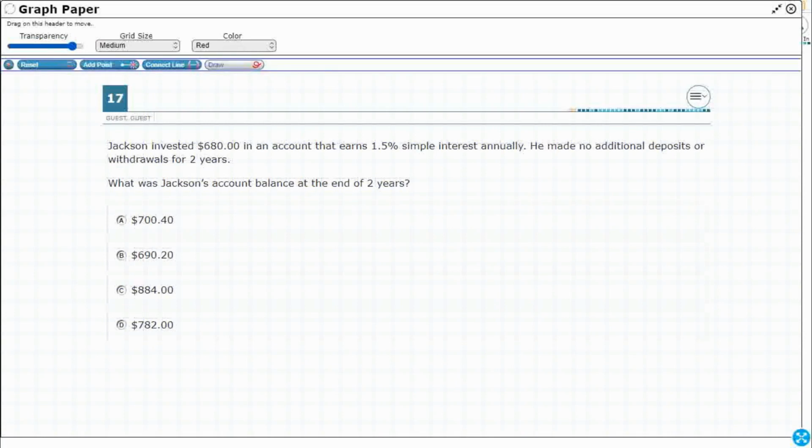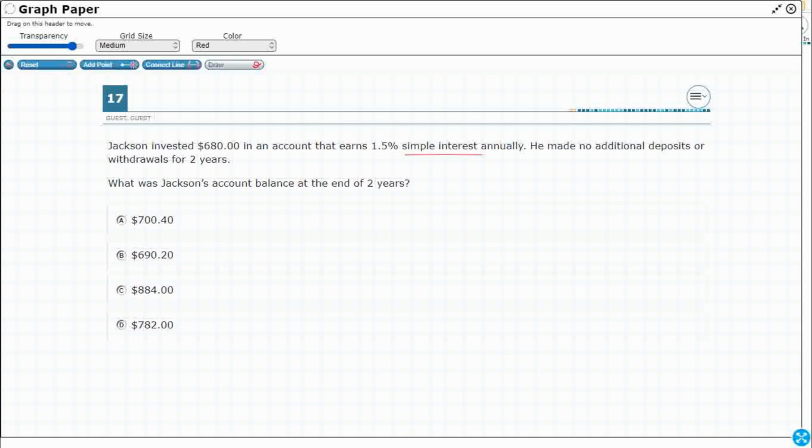All right, so a few things we need to keep in mind. First, we're dealing with simple interest. Right? So in 8th grade, we learned about simple interest and compound interest. We calculate those differently. Secondly, we are looking for the account balance, not just the interest earned. That's going to be important.